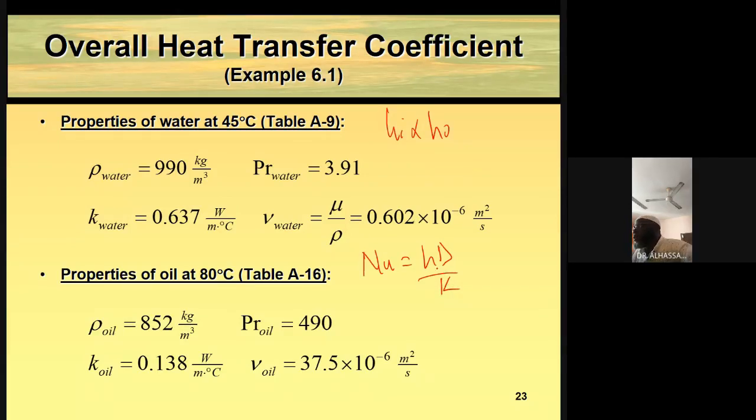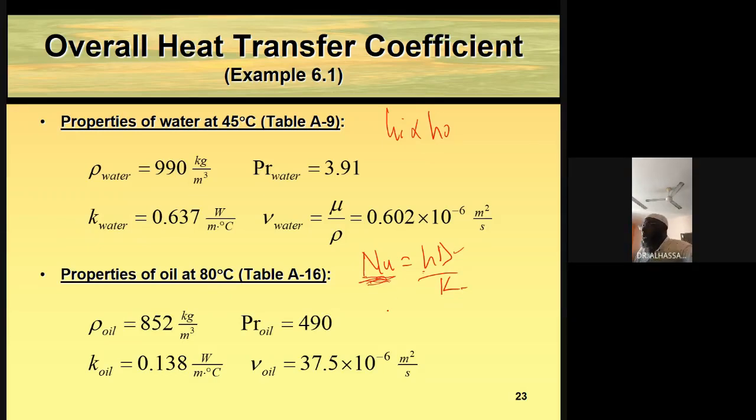So if we know all these parameters, the hydraulic diameter, the thermal conductivity, and the value for Nu, then we can determine the value for h. You understand me? But how do we determine h? First thing is that we need to know the type of empirical equation that we need to use. So it means we need to know the flow situation. Is it laminar flow? Is it turbulent flow?